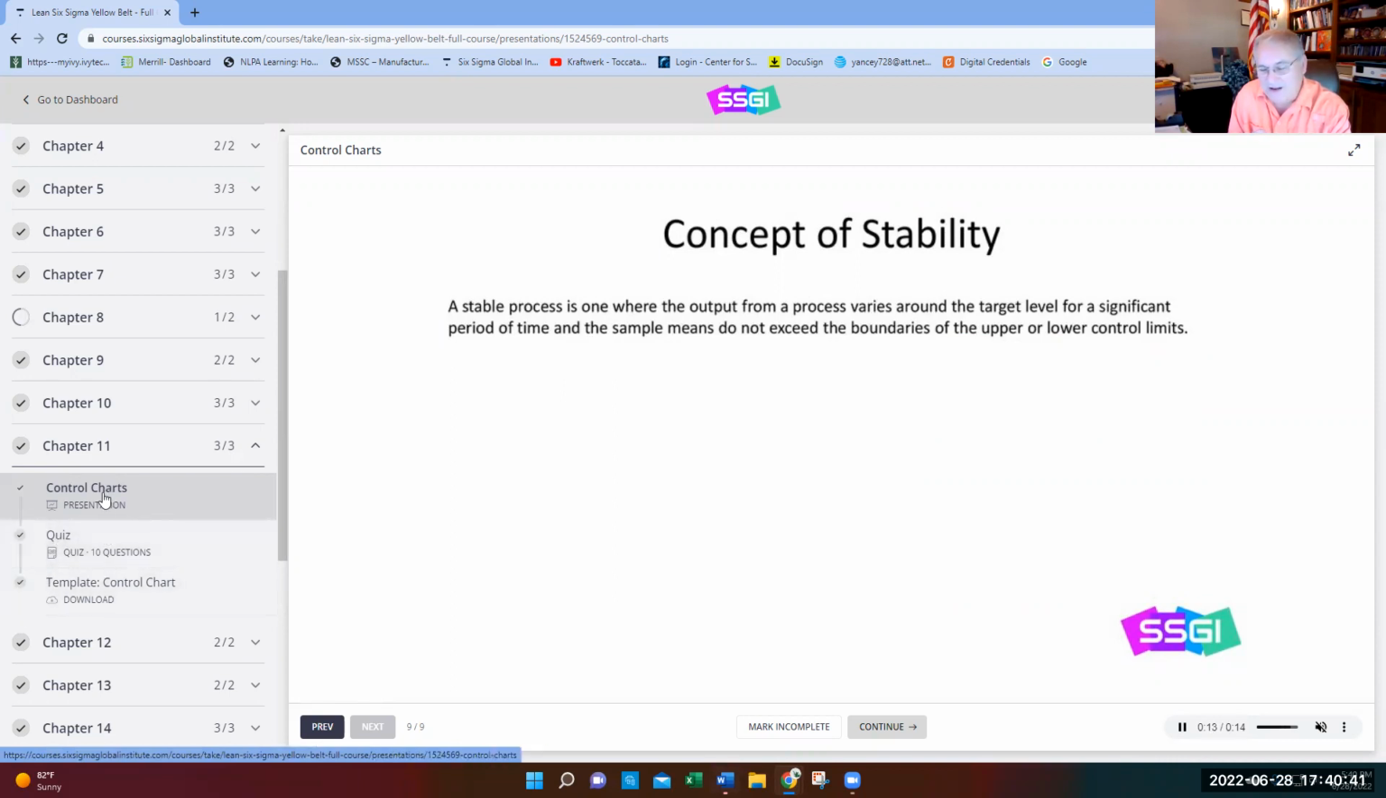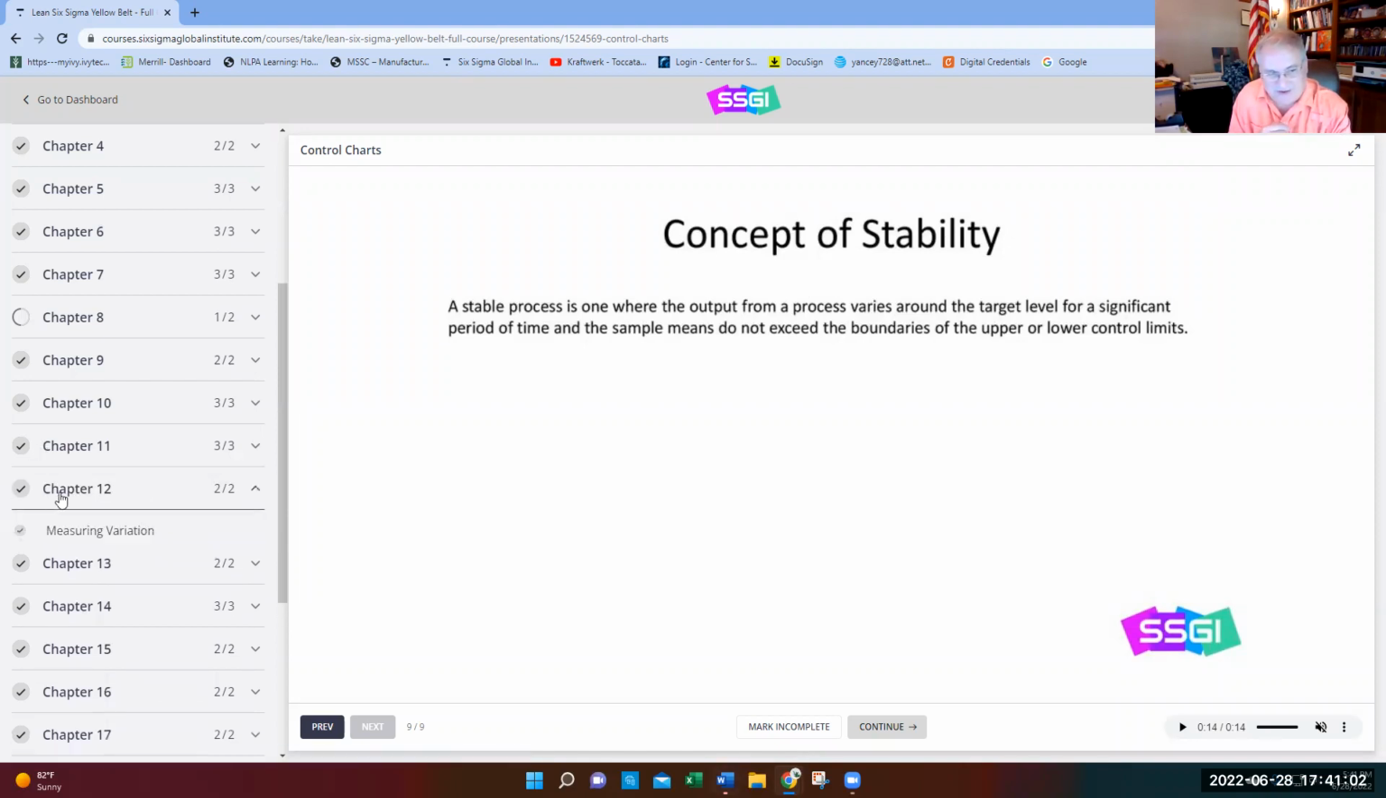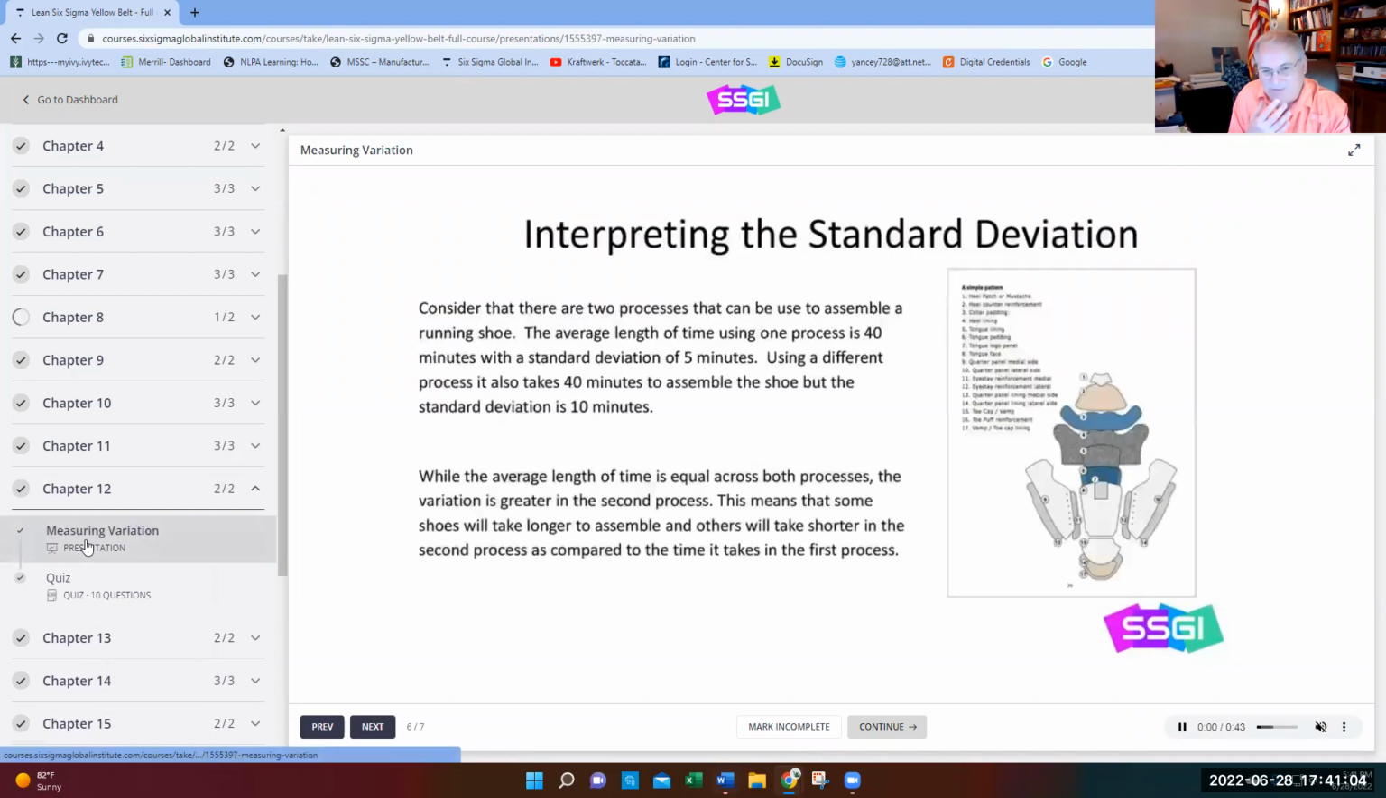The higher the quality is, the smaller that limit is, the closer it is. If you're making hula hoops and they don't have to be exactly perfect every time, then your upper and lower control limits will be a lot wider gap to be able to stay within that stability. So the last chapter, just a brief overview, is how we measure the variation. And that's that gap between average, upper control and lower control level.